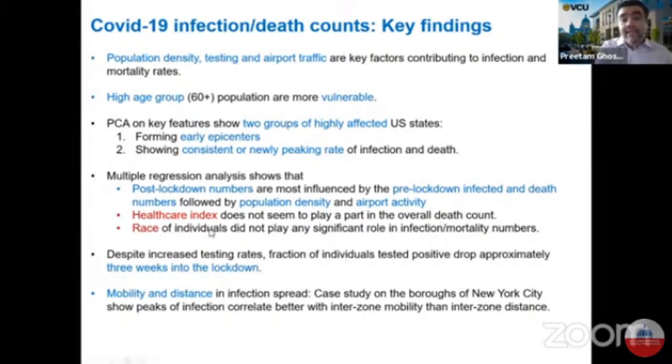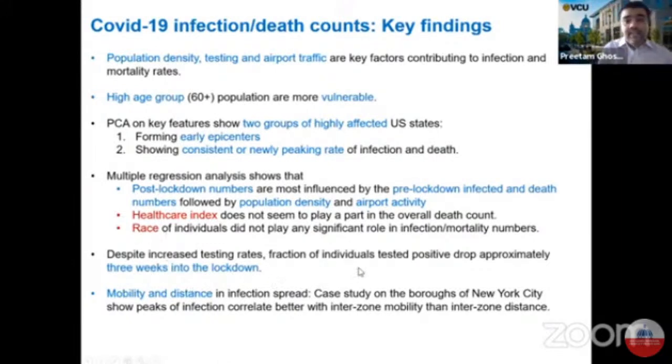We saw the healthcare index. So the United States has a healthcare index which tells you how good the healthcare resources are in that specific state, right? So the healthcare index did not play a role in the overall death count. So that means that most of the deaths did not happen because the healthcare system could not manage so many patients around. Okay, race did not play a role in infection and mortality. So this was not a statistically significant parameter.